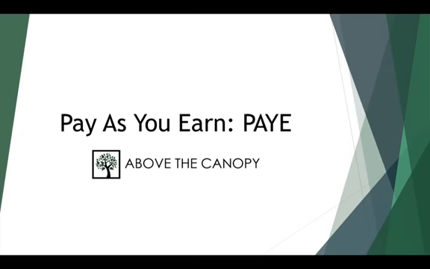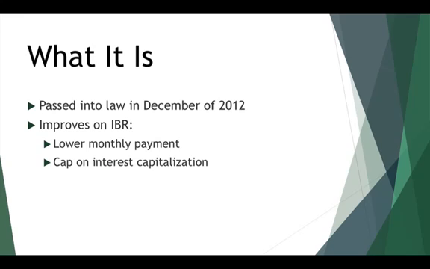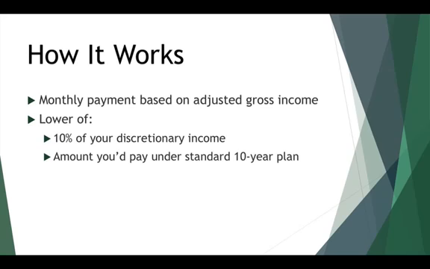Pay as you earn is one of the four income-driven repayment options for federal student loan borrowers. This is the third iteration, basically, of income-driven repayment. It's been around since December of 2012, and essentially it improves on the pre-existing income-based repayment by offering lower monthly payments and a limit on interest capitalization.